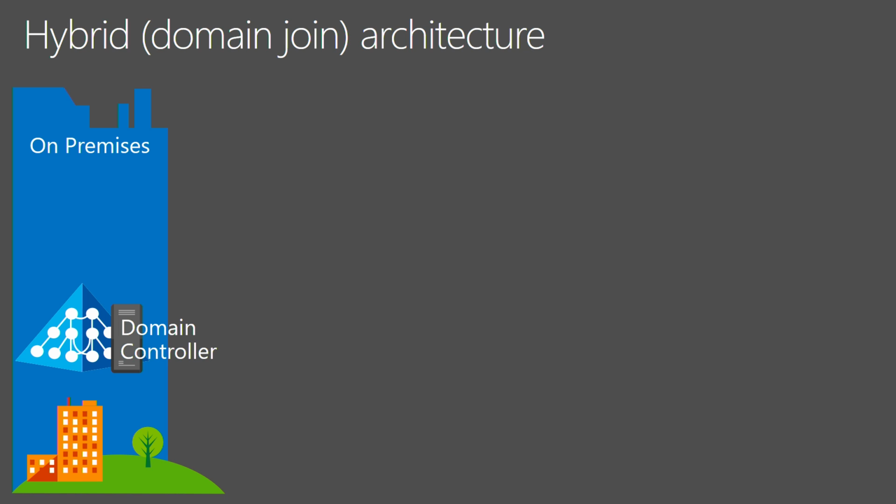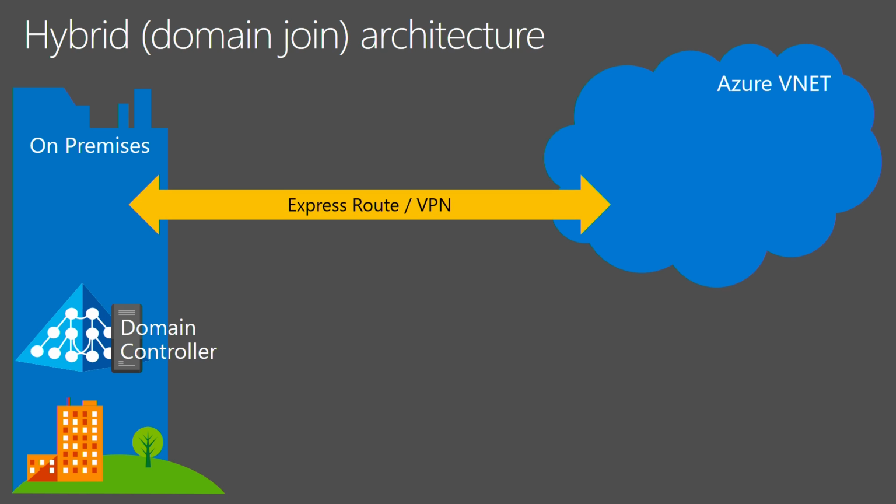So I have your on-premises network. You have your domain controller. Everything is on there. First thing that you'll need to do is create an Azure VNet. So this is your virtual network up in Azure. You connect those two using ExpressRoute or VPN. So really, that Azure VNet is just an extension of your on-premises network, just like if you had a remote office or something, and you connect it up with a VNet.